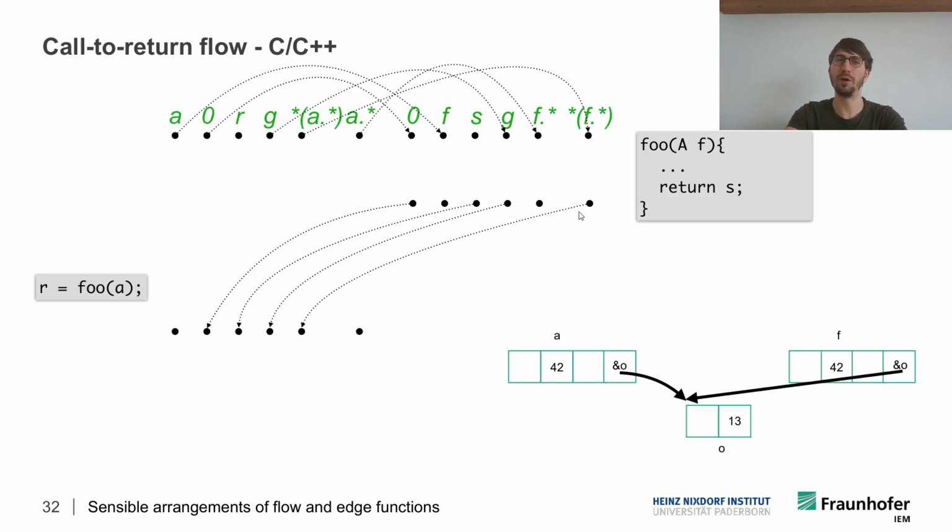Alright, what does the call to return flow look like then for C and C++ when we do call by value with a compound type argument? Again, F is not back propagated to A, so whatever is done here, A itself has to get this call to return flow here. But first, of course, we have the zero flow function that we will get here, so the call to return flow for the zero flow fact.